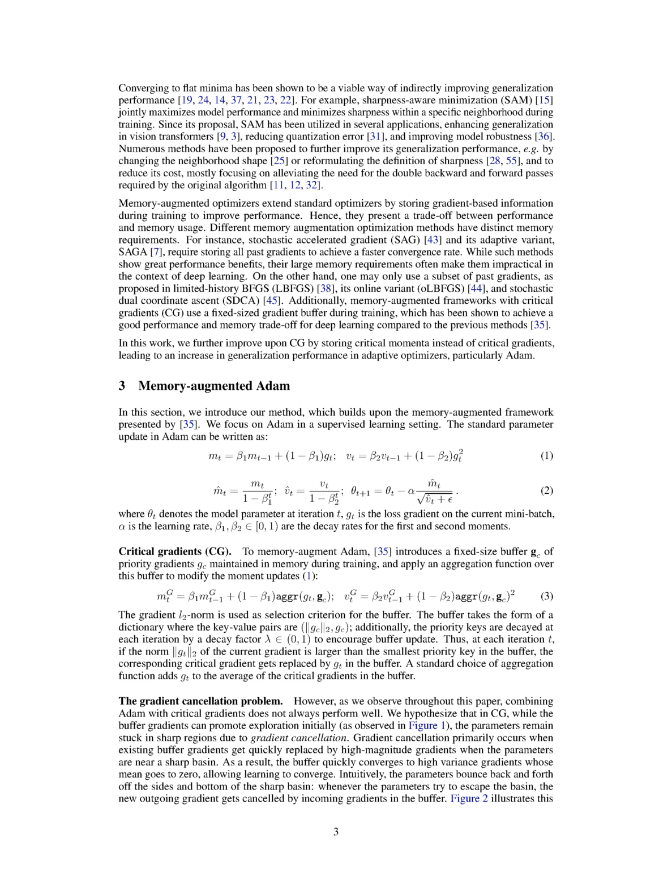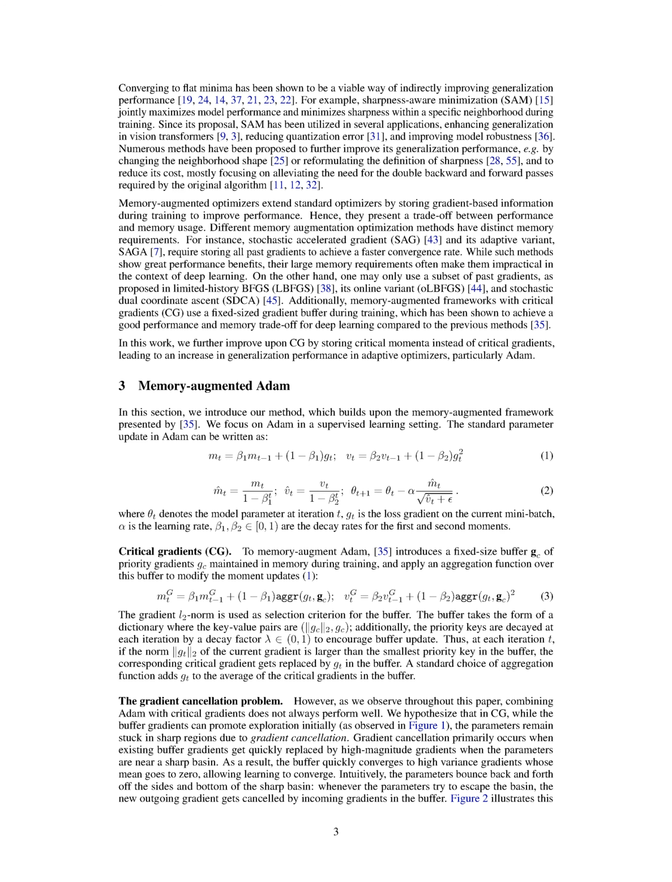Memory-augmented frameworks with critical gradients, CG, use a fixed-sized gradient buffer during training, which has been shown to provide a good balance between performance and memory usage for deep learning compared to previous methods. In our study, we aim to further enhance CG by storing critical momenta instead of critical gradients. This approach leads to improved generalization performance in adaptive optimizers, particularly ADAM.